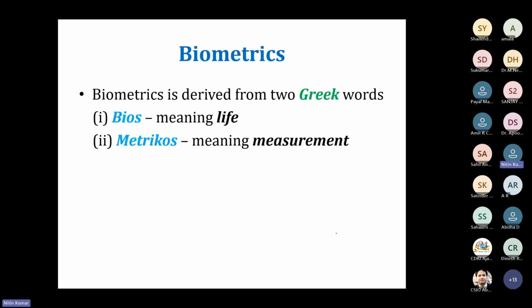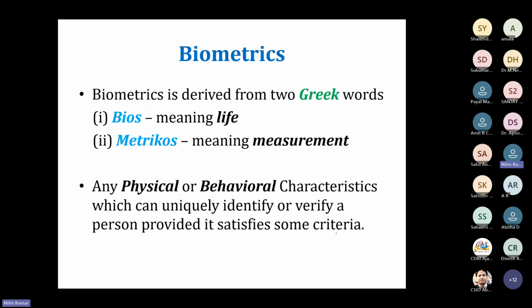If I talk about its beginning, it started with two Greek words. Bio means life and metrikos means measurement. So we are trying to measure life, in the physical sense. Any physical or behavioral characteristics which can uniquely identify a person. This word uniquely is very important. Uniquely identify a person means we should be able to identify the person in a unique manner. There are some distinguished characteristics that are possessed by every individual, based on which we can identify.